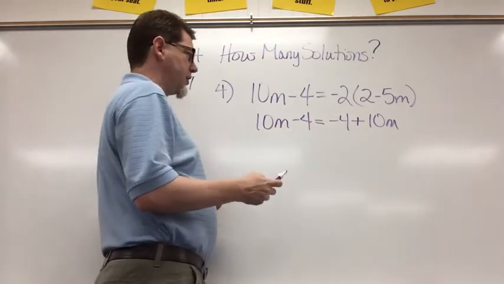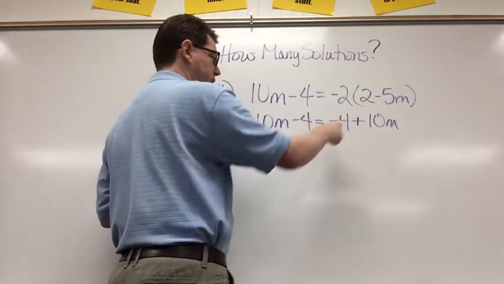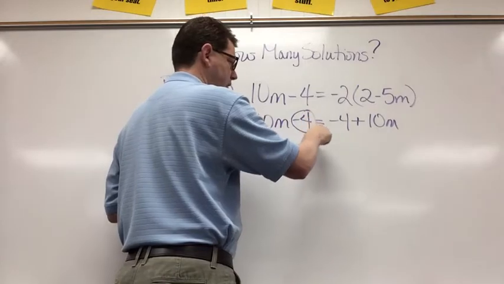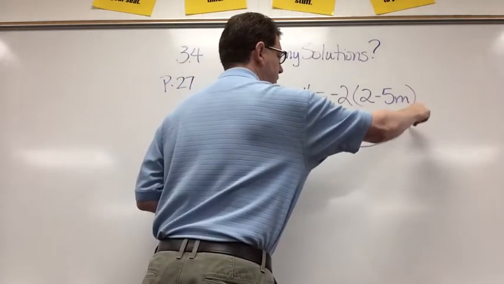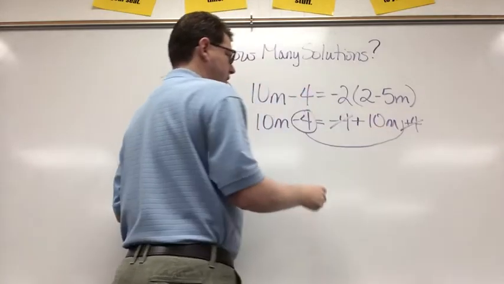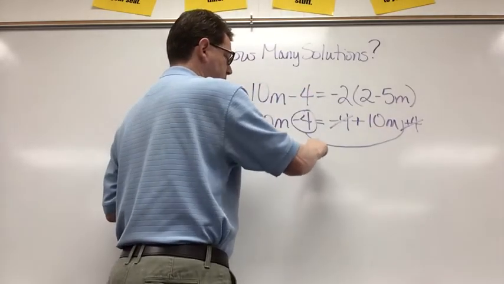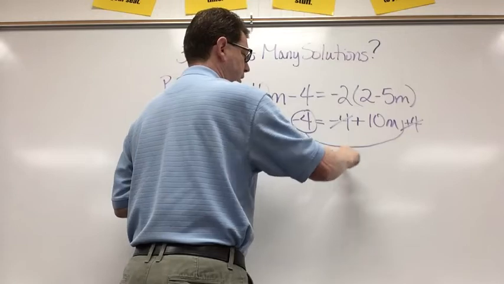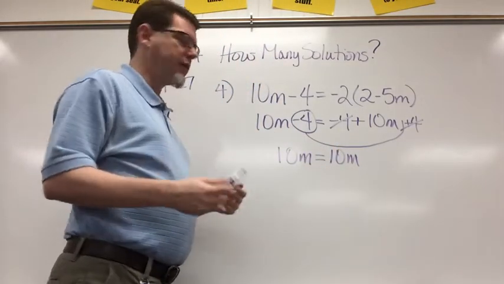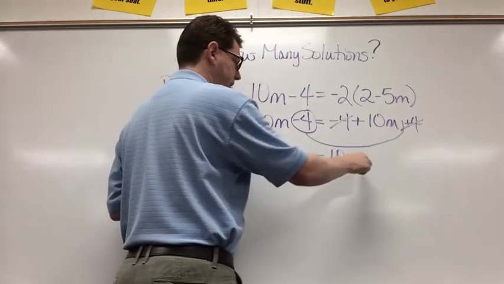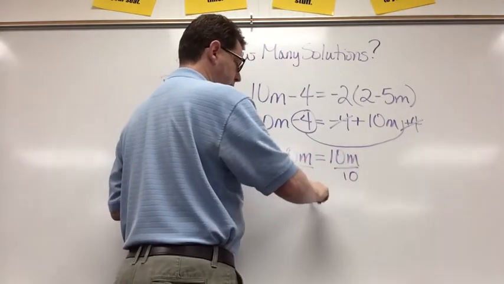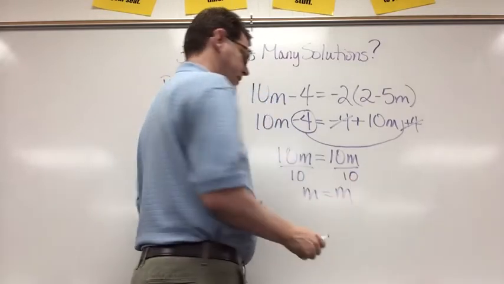The first thing I'm going to do is, let's just say I'm going to move the 4 to the other side. And remember, we can do some magic, and when I move across the equal sign, it becomes positive. So I'm going to add 4. That negative 4 and that positive 4 cancel out, so I'm left with 10m equals 10m. Well, now we need to get m by itself, so let's divide both sides by 10, and so I get m equals m.